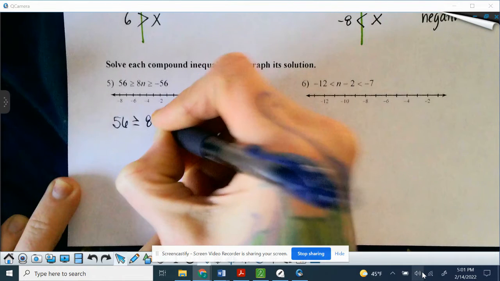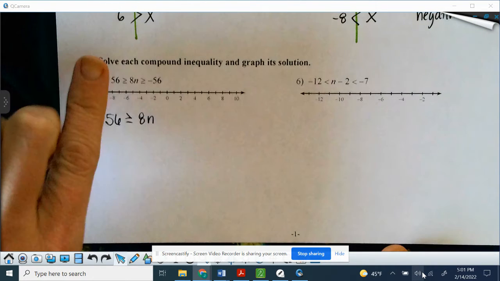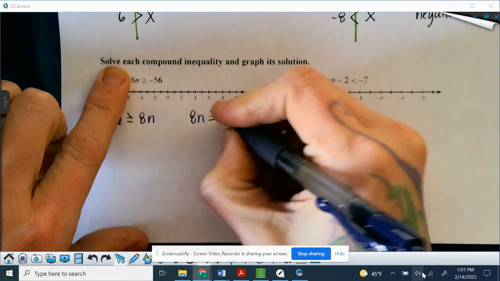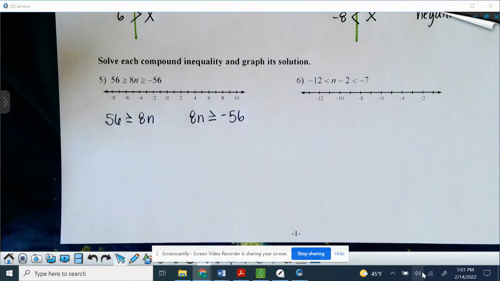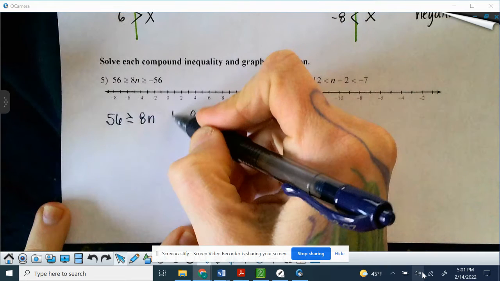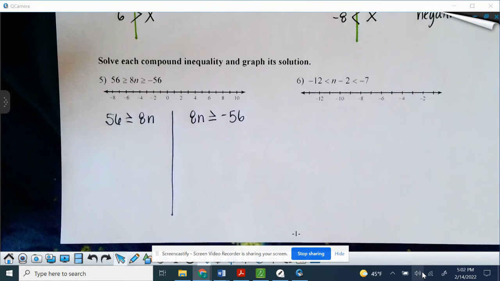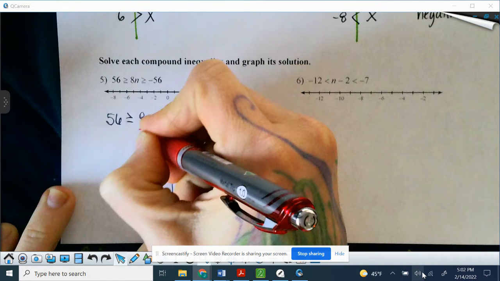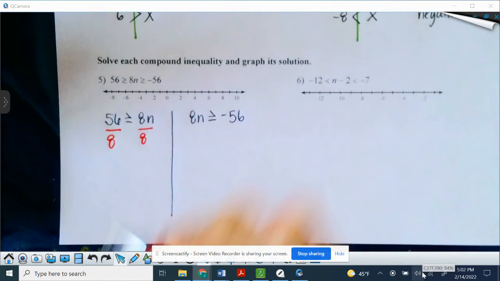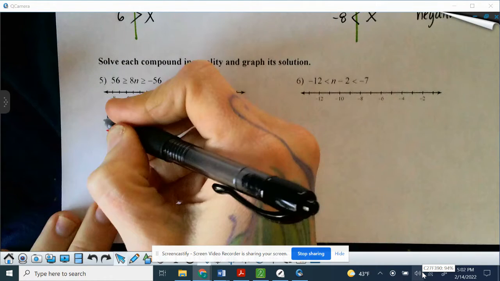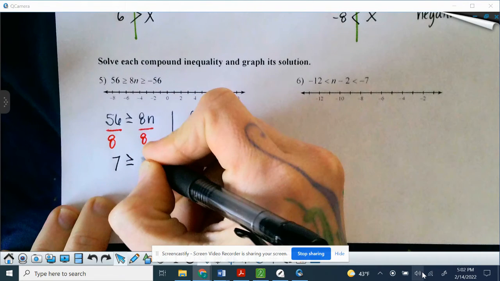Then I'm going to cover up the other side of the inequality, and it's 8n is greater than or equal to negative 56. Now I have two problems, and we're just going to solve them as two separate problems one at a time. So they're not even going to be related. So we're going to hold off on this one and start on the left side. On the left side, I have 8 times n, which means I'm going to divide by 8, and that's a positive 8, so everything's fine with our symbol, so we don't have to use our golden rule of inequalities. So 56 divided by 8 is going to give me 7 greater than or equal to n.